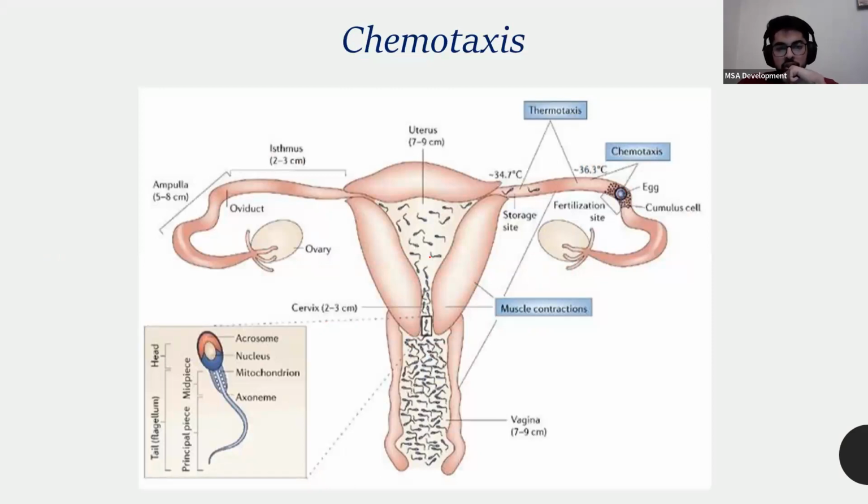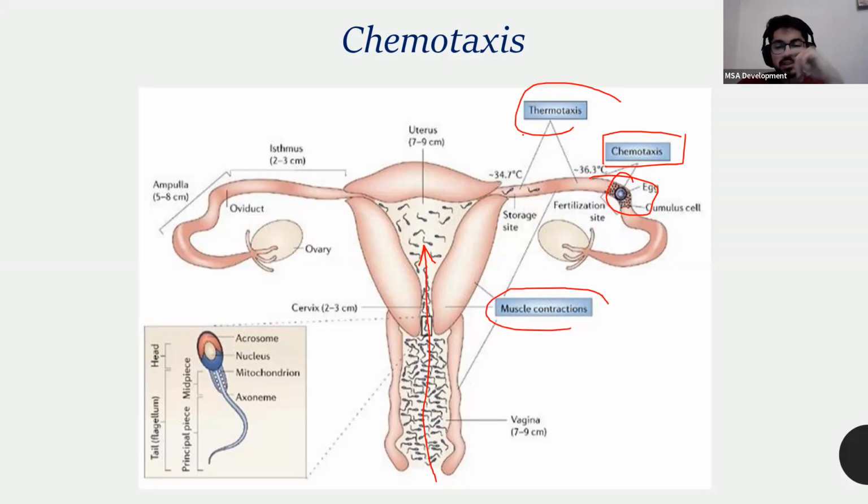The last idea of this lecture is chemotaxis. Let's say these sperm were deposited inside the female genital tract, and now they want to reach the egg. How would they reach it? They have three helping methods to reach it. The first one is thermotaxis, the second one is muscle contractions, and the third one is chemotaxis. The main and most important one is chemotaxis, but we will discuss thermotaxis and muscle contractions first.